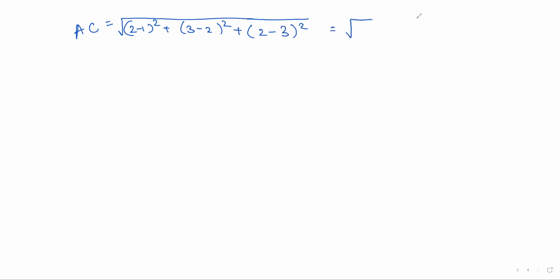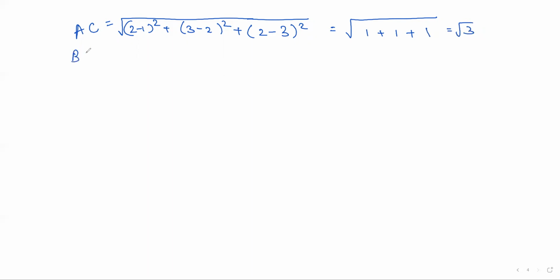This is equal to root of 2 minus 1, 1 square, 1, plus 1 square, plus 2 minus 3 is minus 1, sorry, 1 square. This is equal to root 3.